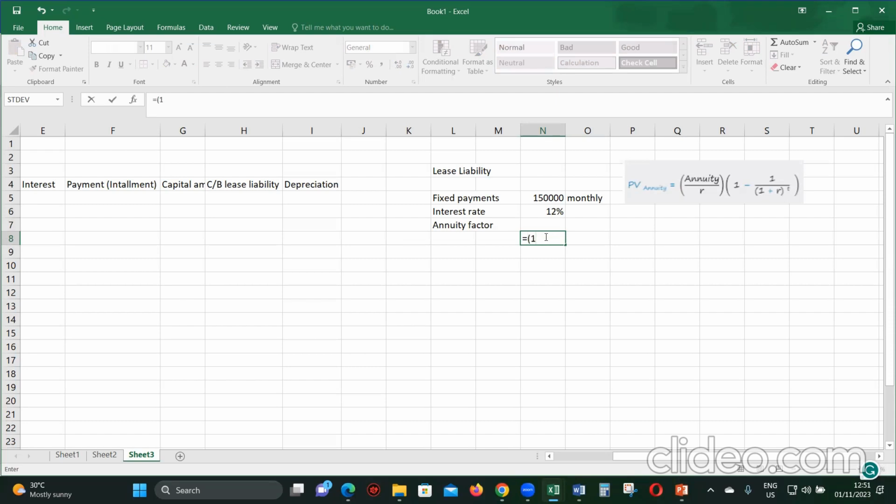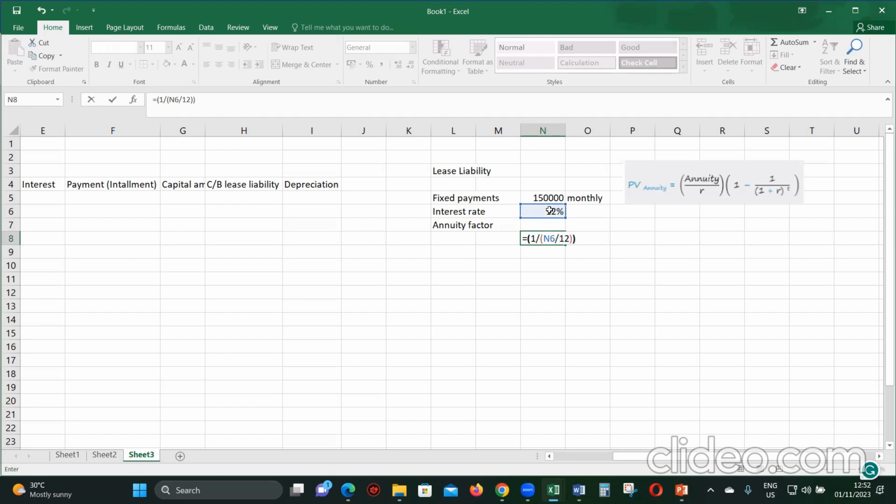So 1 divided by R. R means the rate. Now remember, this interest rate is 12% per annum. Annually 12%. Now, do we do this question annually or monthly? Monthly. In that case, we can't take this per annum rate directly. You need to convert this to a monthly rate. How can we do that? 12% divided by 12.